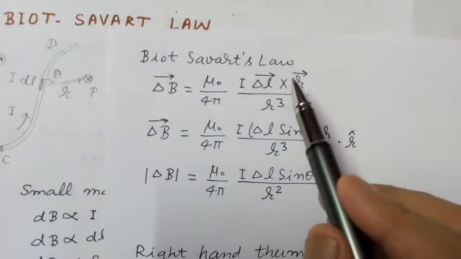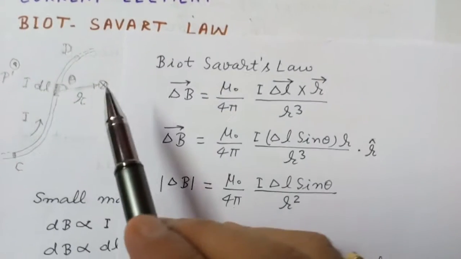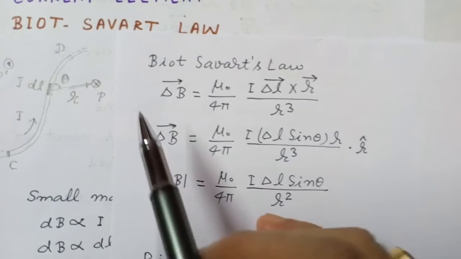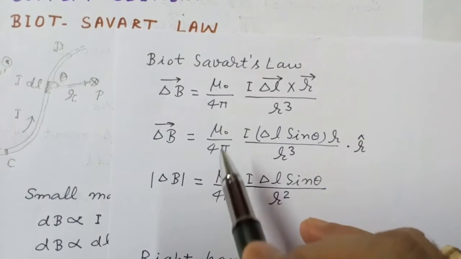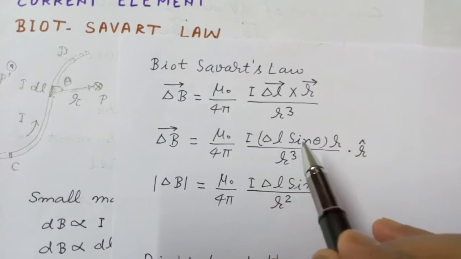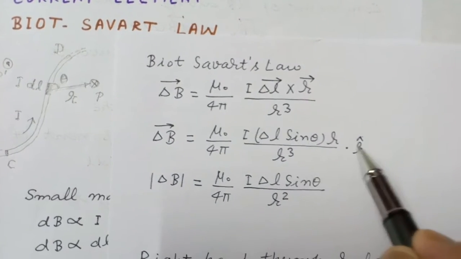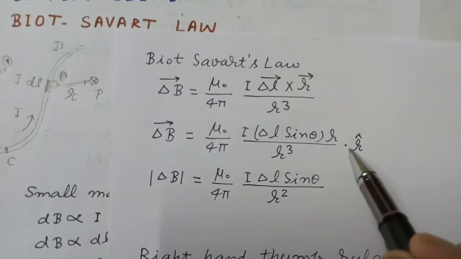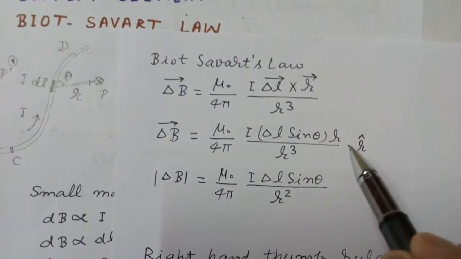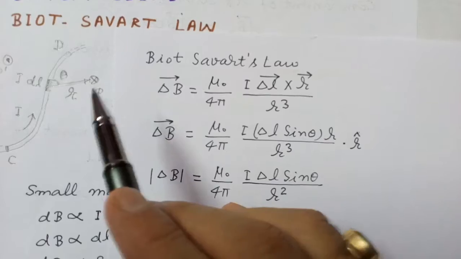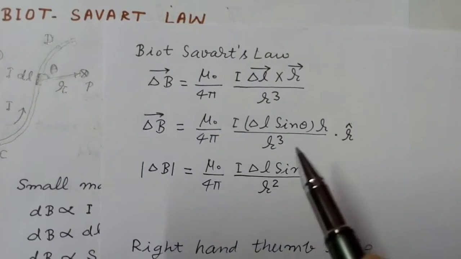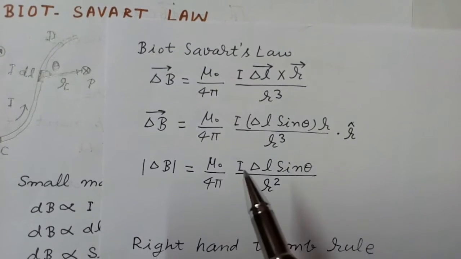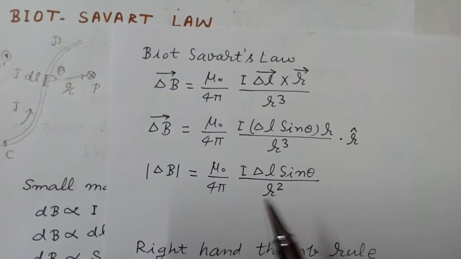This is the vector form. Now if theta is the angle between dl and r, then we may write delta B is equal to mu naught upon 4 pi, I delta L sin theta into r upon r cube, into unit vector r cap. This unit vector r cap gives the direction of magnetic field. Now r cancels, so the magnitude of this magnetic field is mu naught upon 4 pi, I delta L sin theta upon r square.